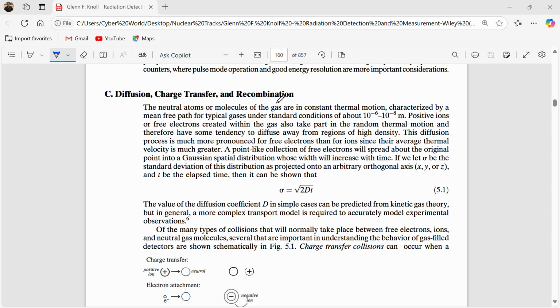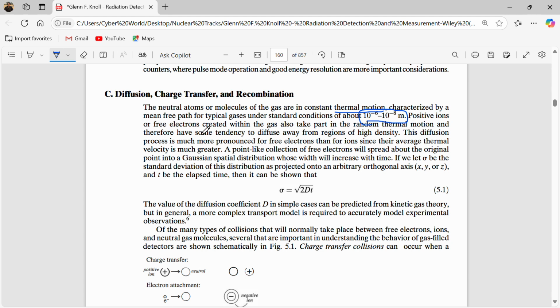Let's start. The neutral atoms or molecules of the gas are in constant thermal motion once the gas is inside the chamber. This characterizes the gas inside that chamber. They are constantly moving, characterized by a mean free path. For a typical gas under standard conditions, the mean free path is 10 raised to power minus 6 to 10 raised to power minus 8 meters.